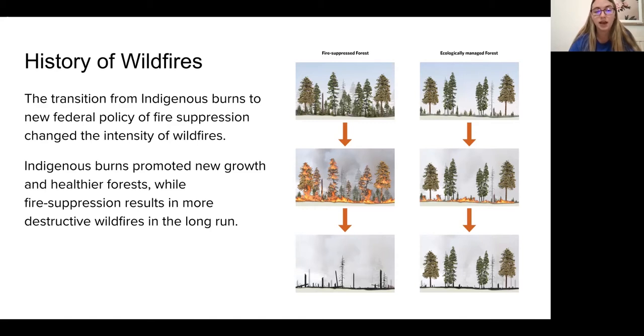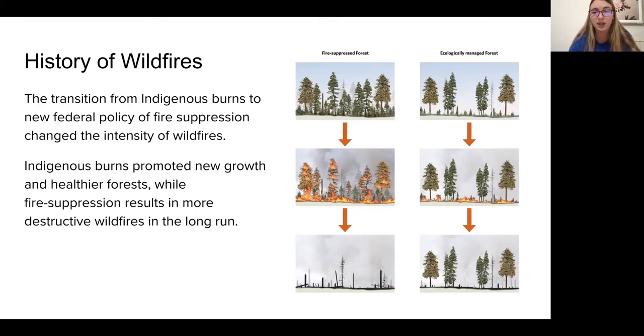However, when colonizers took over and took away the rights to the land from indigenous people, they also outlawed these burns, and they changed to a new federal policy of fire suppression. There were no more indigenous burns happening. There were no more sections of the forest that were being intentionally burned to promote that new growth, and instead the second a wildfire or a forest fire naturally or accidentally started, they would try to put it out. So that's what the fire suppression policy meant.